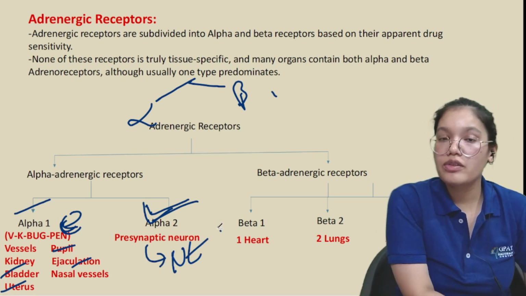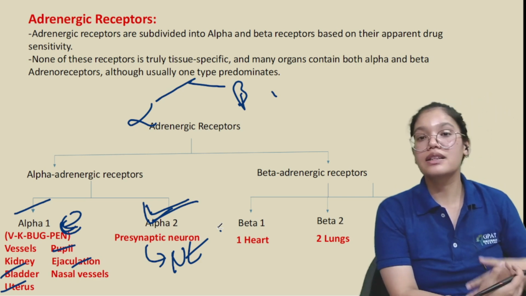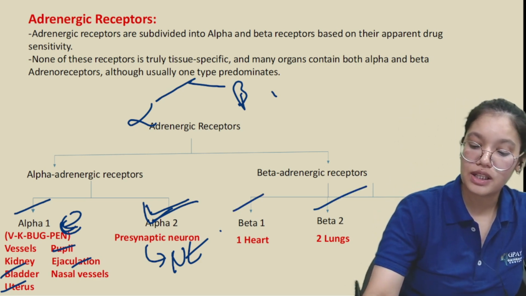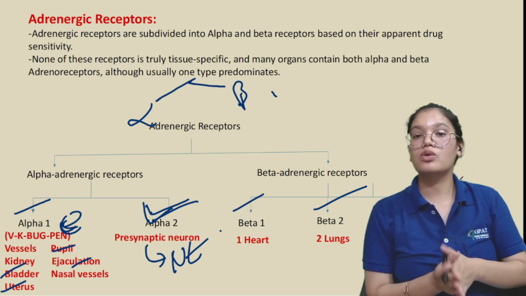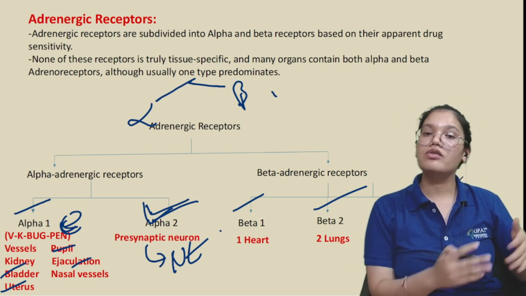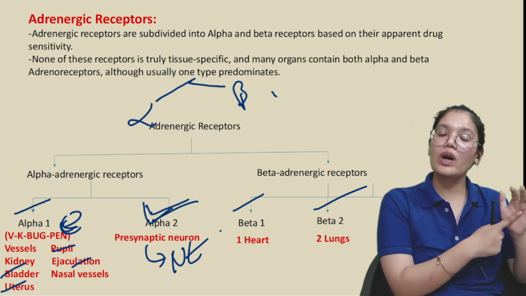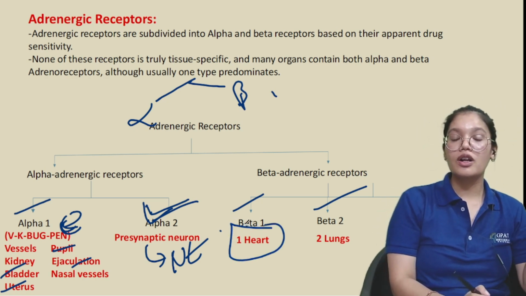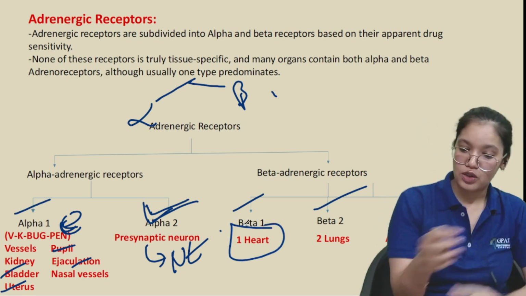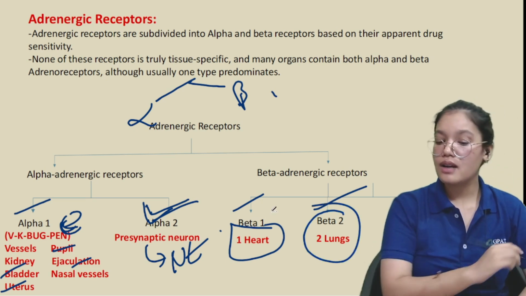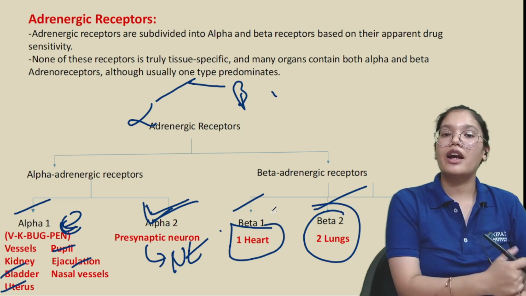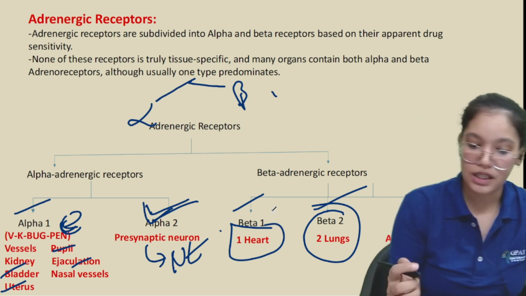Then we have the second type of receptor, the beta adrenergic receptor. It is further subdivided into beta 1, beta 2, and beta 3. For beta 1, we have one heart, so beta 1 is present in the heart. Then for beta 2, we have two lungs in our body, so beta 2 is present in the lungs. Then beta 3 is present in the adipose tissue.